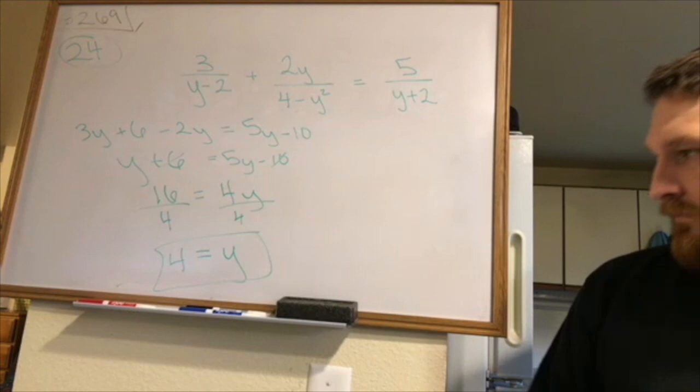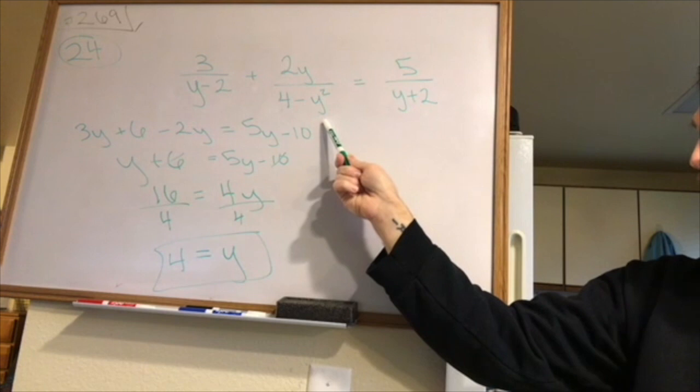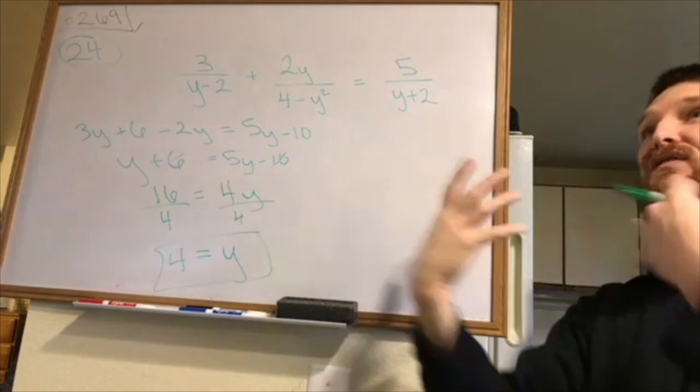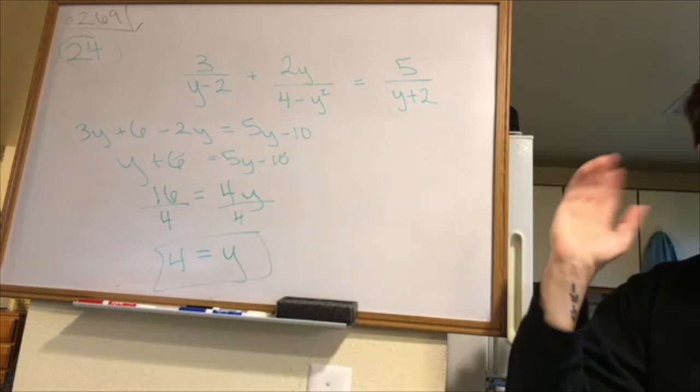So when I plug a 4 in for y into this first one, am I good? Yeah, because 4 minus 4 squared is 4 minus 16. No problems there. Am I good here? Yeah, because 4 plus 2 is 6. No problems there. So we are good to go. That is how we deal with that.